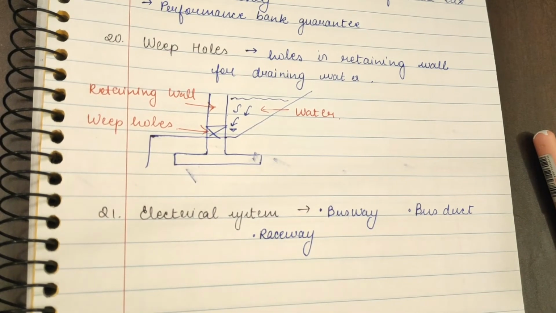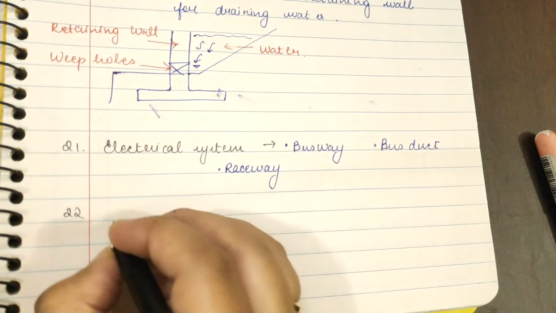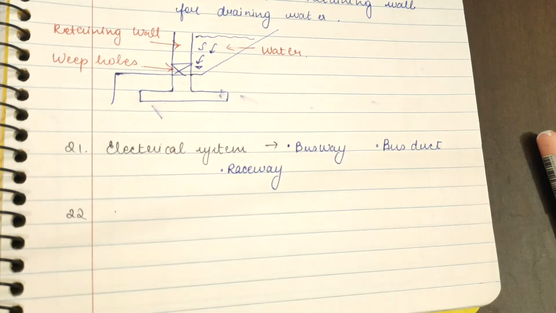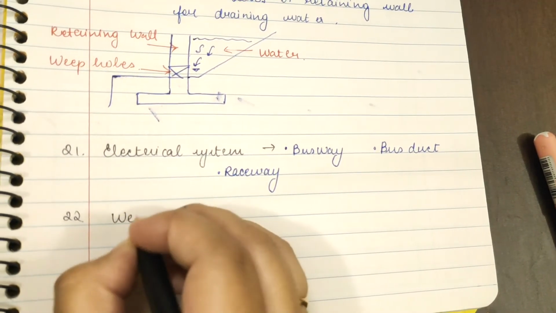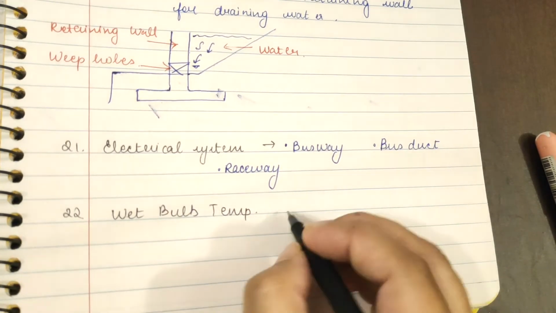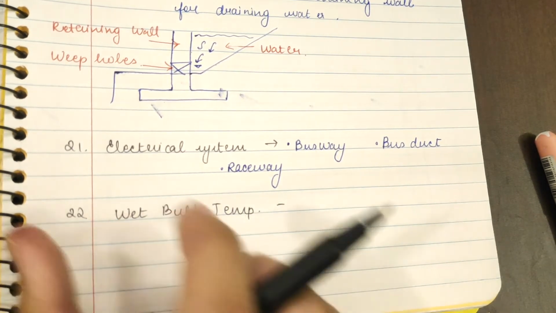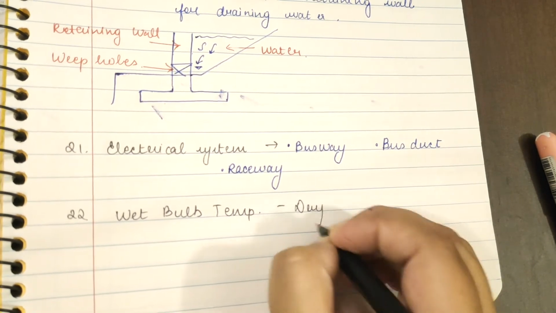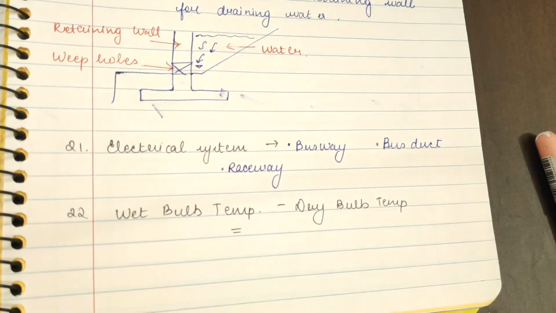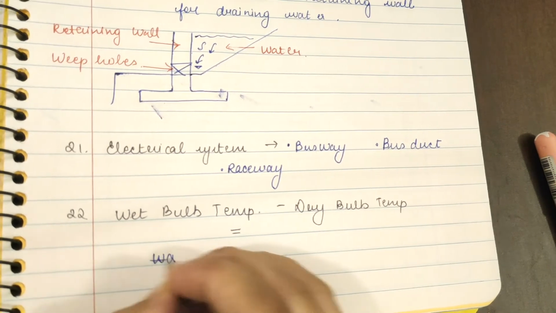Now your question number 22 is basically the difference between wet bulb temperature and dry bulb temperature is called what? So your wet bulb temperature is the temperature which is recorded with the dry air temperature plus the moisture content is also recorded in here, minus dry bulb temperature gives you wet bulb depression.